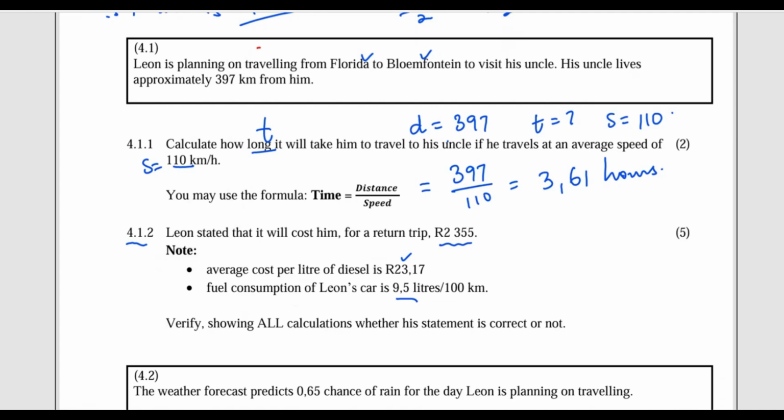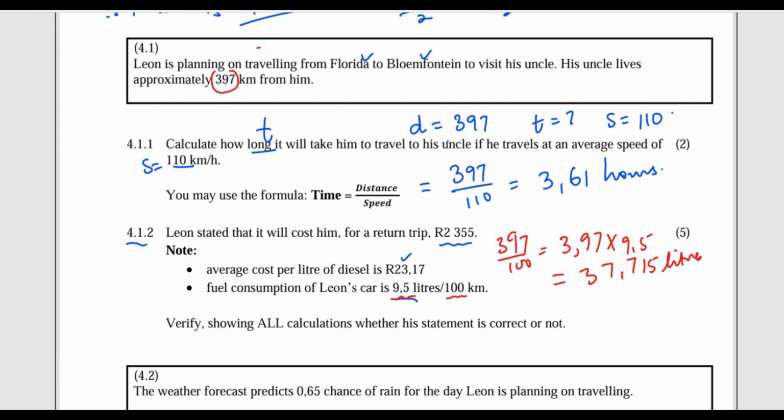So we can start by asking ourselves, how many 100s do we have in the 397? Okay, so we can say that 397 divided by 100. So we're going to get 3.97. Remember, this is just a one-way trip that I'm looking at. So if we have 3.97, I'm going to multiply this by the 9.5. Still a one-way trip. So 3.97 multiplied by 9.5, meaning that we're going to need 37.715 liters of diesel.